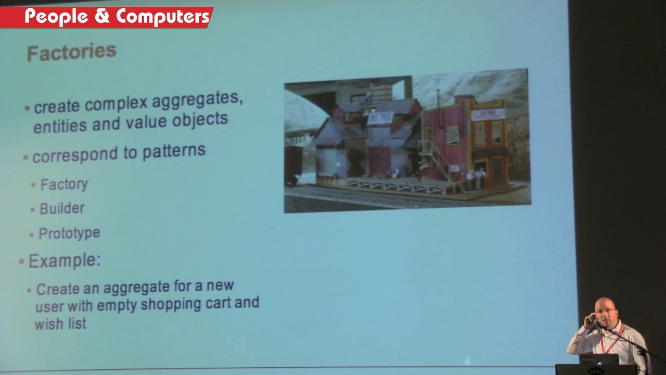Finally, there are factories, which are things that create other things. If you have read about programming patterns, development patterns, software patterns, then you know those things. They correspond directly to those patterns, the factory, the builder, and the prototype. An example here would be a factory that creates such an aggregate consisting of a new user with his wish list and his shopping cart. Of course, for a new user, the wish list and the shopping cart are probably empty at the start.